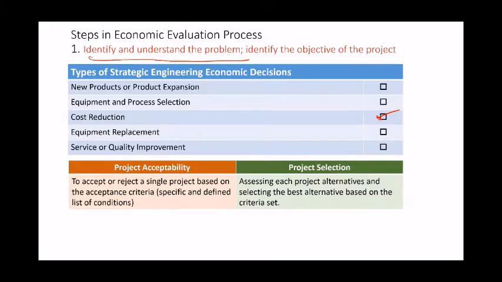Now, aside from identifying the types of strategic economic decisions, we need also to distinguish whether this project is about project acceptability or project selection. What's the difference? When we say project acceptability, we involve only one project. That's why we either accept or reject. While in project selection, from the word selection, there are alternatives and we are going to select one or two from these alternatives. So project acceptability involves only one project, while project selection involves more than one project. That's why it is called project selection.